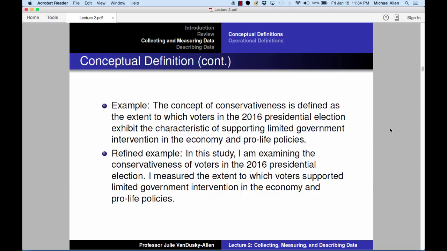Of course, this seems awkwardly worded, but it included all the relevant information you need to write down for a first draft of your conceptual definition. Later on, you would rewrite this sentence to make it flow better. For example, you could write, in this study, I am examining the conservativeness of voters in the 2016 presidential election. I measured the extent to which voters supported limited government intervention in the economy and pro-life policies.